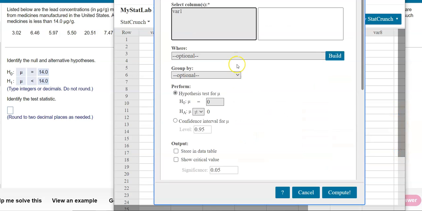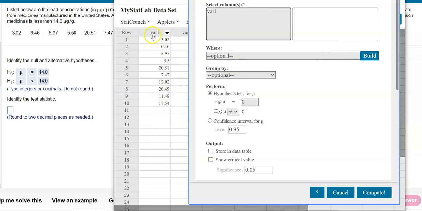So all we need to do is tell StatCrunch where the data is. Remember, it was in this first column, which was titled Variable 1. So we just select Variable 1 right here in this box, and notice that it populated over here on the right hand side.